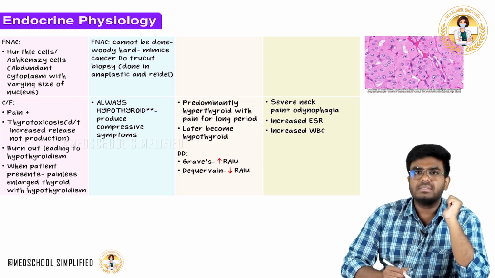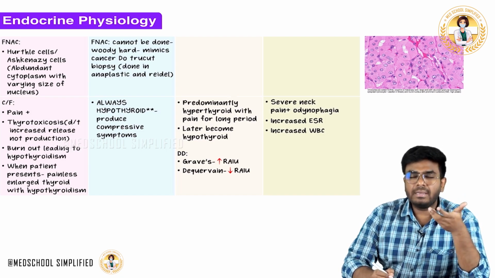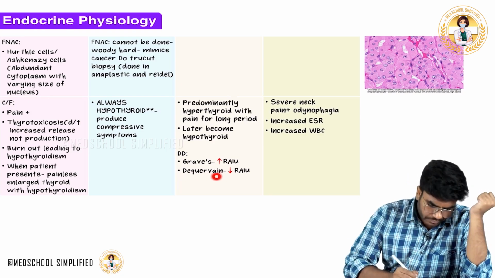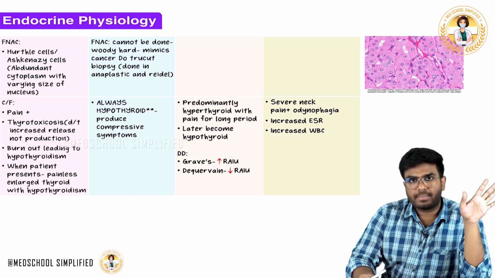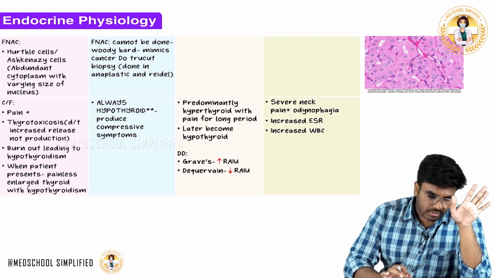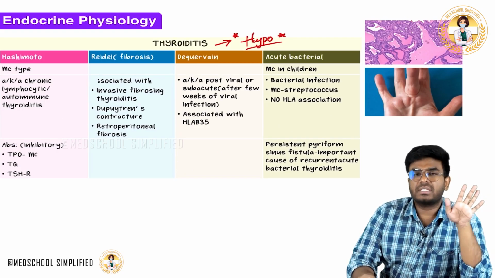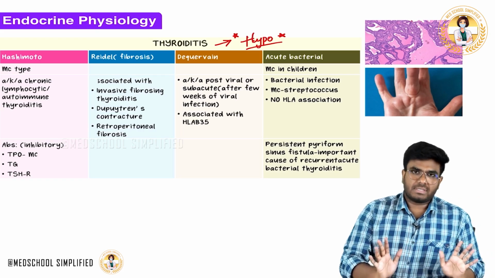But in De Quervain's, there is no increased production. It's just the inflammation of the thyroid gland, which is leading to spilling of the T3 and T4. So in De Quervain's, the radioactive iodine uptake is not increased. These are some important points which I want you to know regarding thyroiditis. Anyway, you will study thyroiditis in detail in pathology, so I want you to know these things at least.